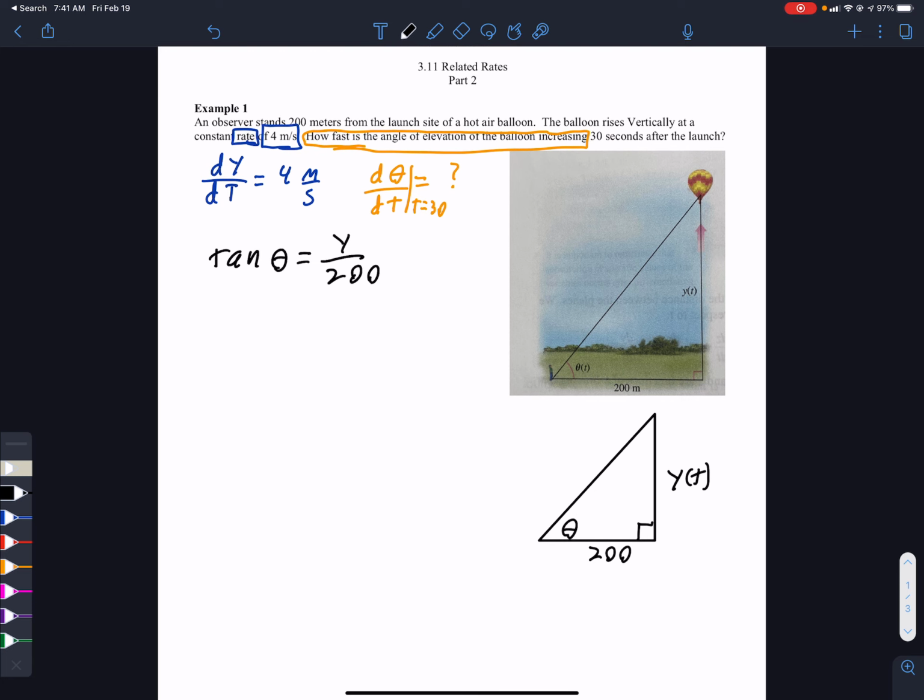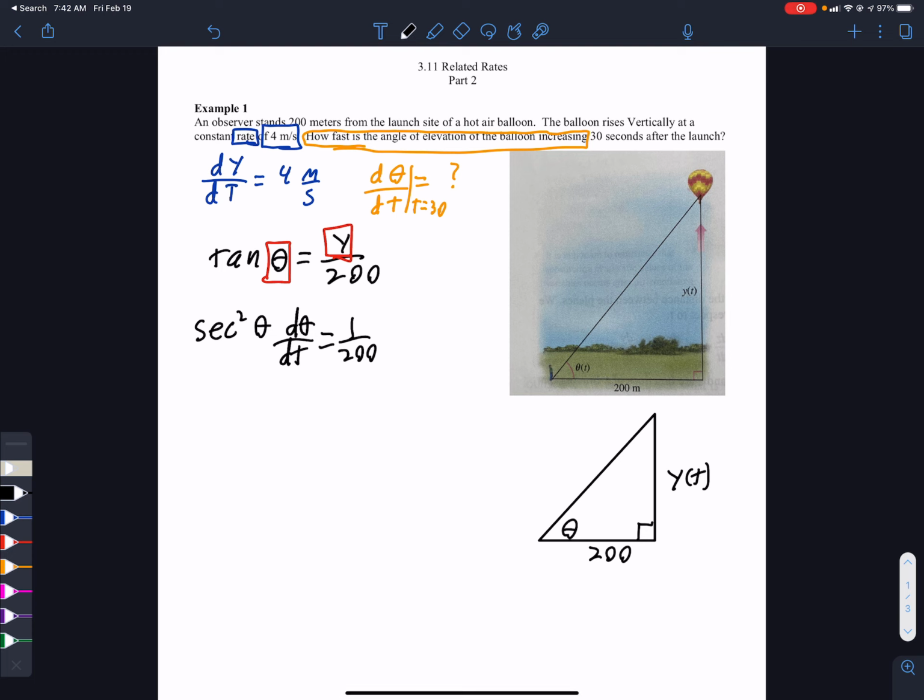So now, if we take the derivative, we'll end up with rates. Hopefully you agree, y changes over time because the balloon is moving up, and theta changes with time because as the balloon moves up, theta is going to increase. So both y and theta are functions. Our variable is t, so when we take the derivative, we need to treat these as box in our chain rule. The derivative of tangent of box is secant squared of box times the derivative of box for the chain rule. And 1 over 200 is a constant.